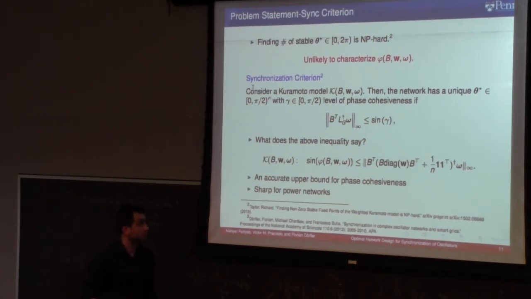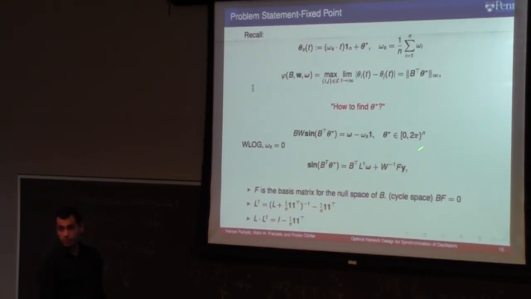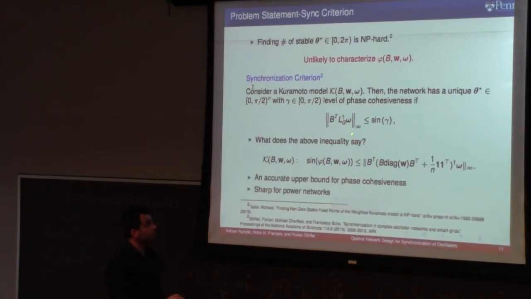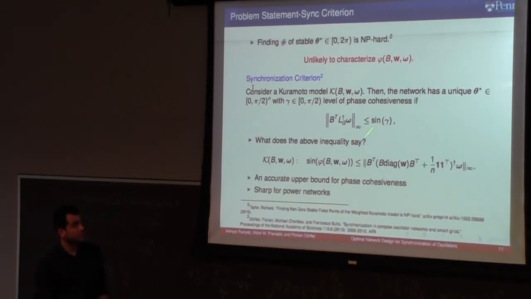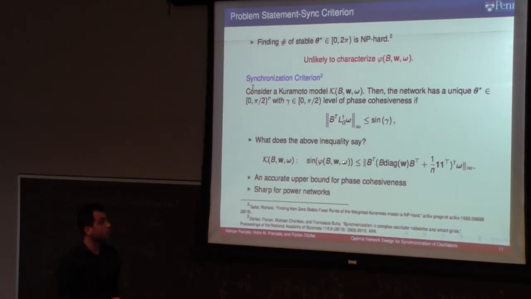So what does this criterion say? It says that for a Kuramoto model described by these three parameters, recall that this is the particular solution, B transpose L pseudo-inverse omega. If the infinity norm of this particular solution is less than sine of some angle from 0 to pi over 2, then I get a unique theta star with gamma star level of phase cohesiveness. What does it mean? It means that I have this upper bound for phase cohesiveness. I cannot get equality because it's NP-hard, but I can get this inequality.